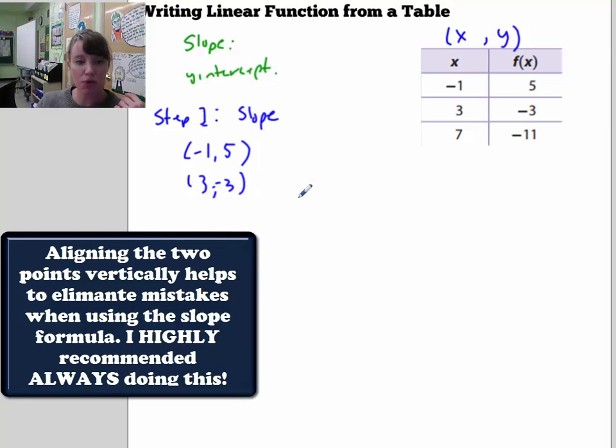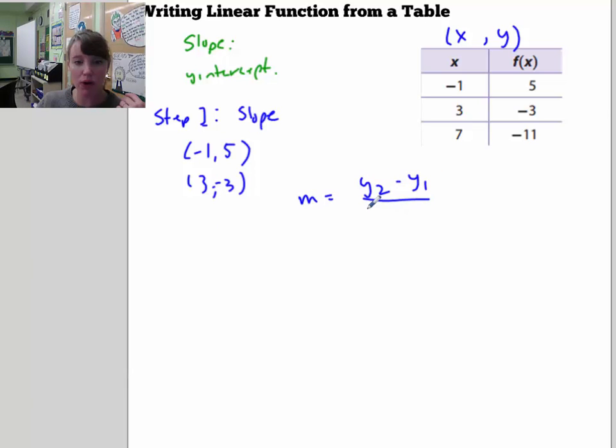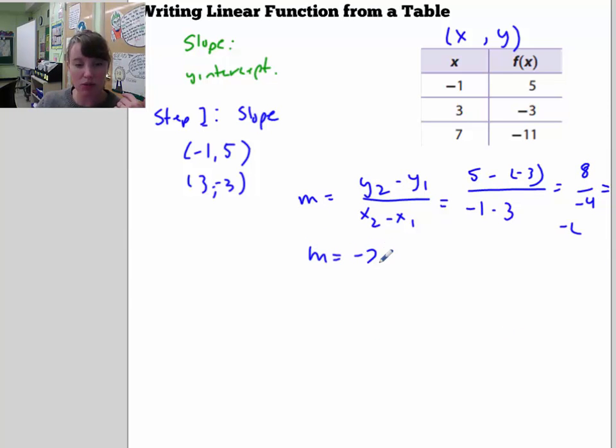Okay, let's go through the formula. Slope is equal to y2 minus y1 over x2 minus x1. Okay, and so we have 5 minus -3, and we have -1 minus 3, which gets me 8 over -4, which is -2. Okay, so my slope is equal to -2.